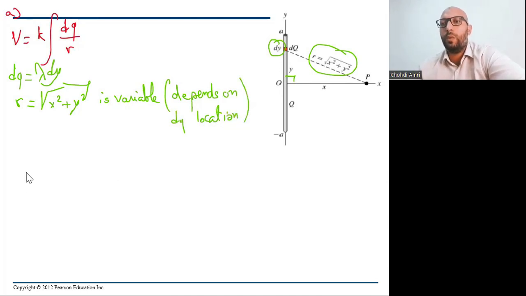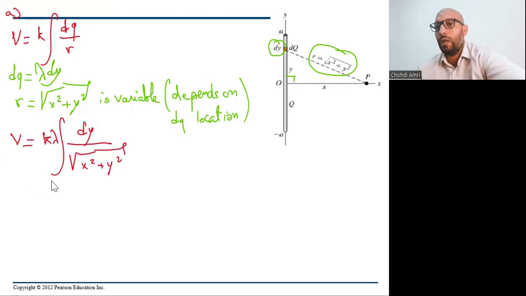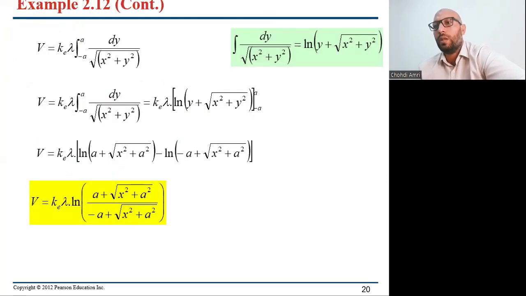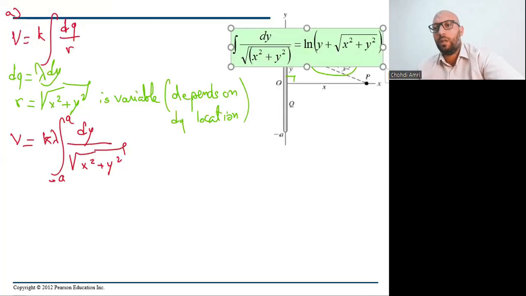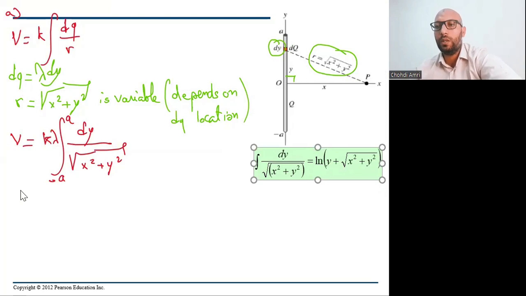So what we're gonna do, we will write V equal K, the path integral of dq is lambda dy, so we write lambda outside because it's constant, dy over square root of x squared plus y squared. So the charge dq is varying from where to where? It's varying from minus A to A along the rod, minus A to A. Very good. We're gonna use this expression to calculate the integral, the same like before. Now we have to calculate this integral.